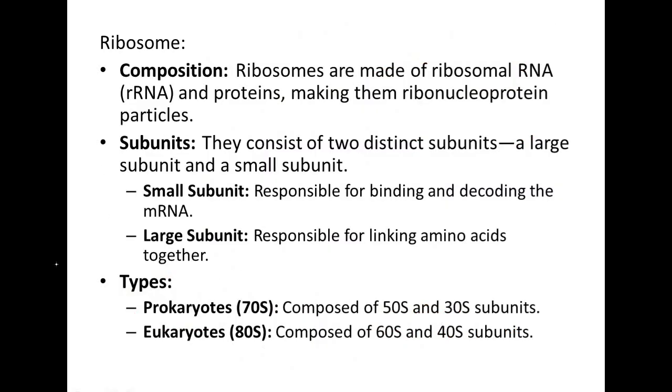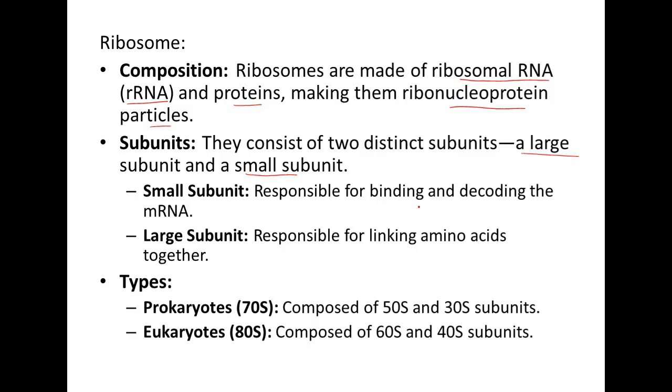Now come to the second organelle, that is ribosome. Ribosomes are present both in prokaryotes and eukaryotes. Composition: ribosomes are made up of ribosomal RNA, that is rRNA, and proteins. When rRNA and proteins are both present, it forms ribonucleoprotein particles. Subunit: it consists of two distinct subunits. One is the large subunit, one is the small subunit.